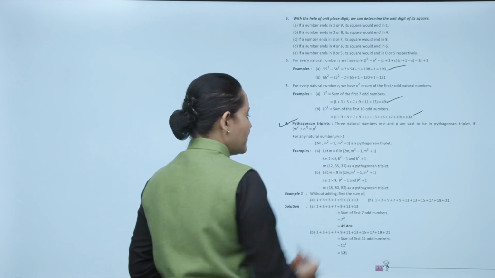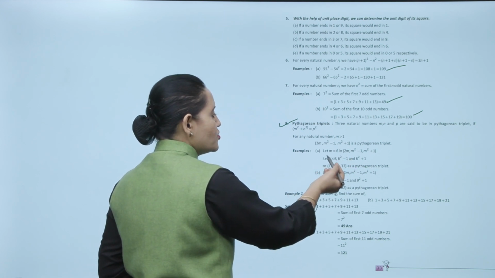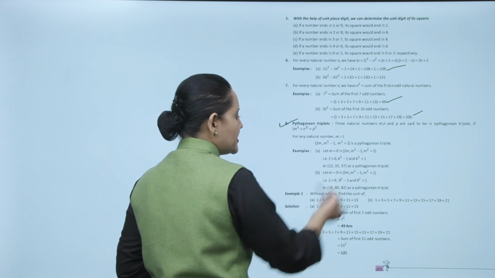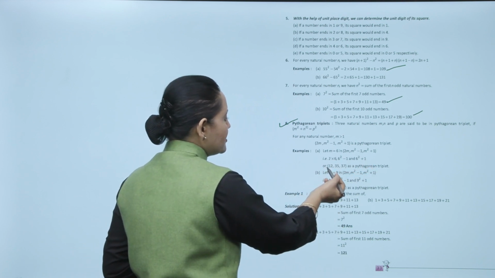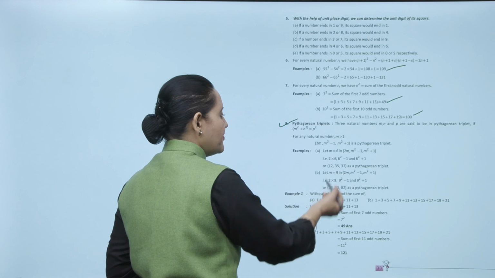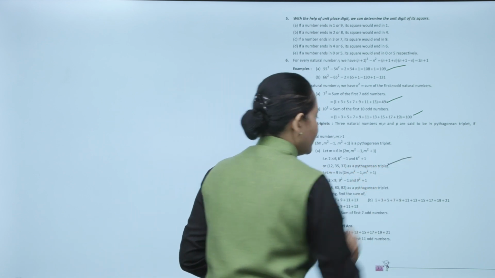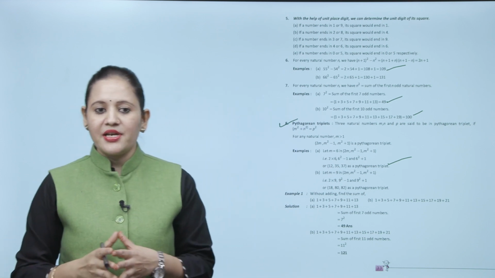If m equals 6, then we will find the values of 2m, m square minus 1, m square plus 1. 2m means 2 into 6, 6 square minus 1, 6 square plus 1. So 2 into 6, that is 12. 6 square minus 1, that is 35. And 6 square plus 1, that is 37. They are a Pythagorean triplet. Clear?